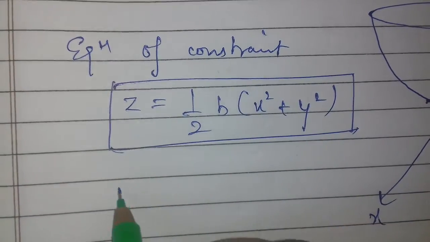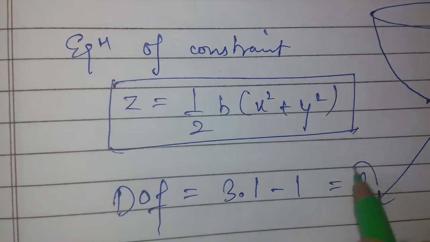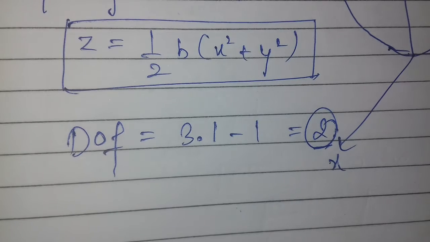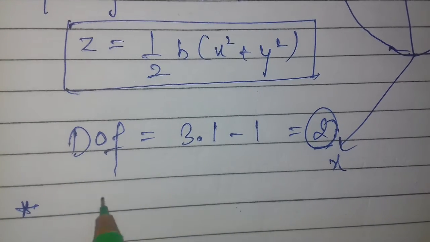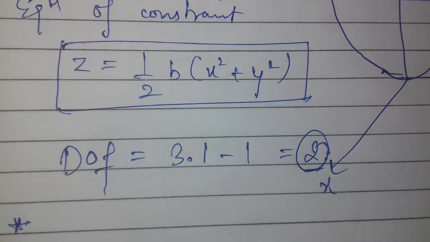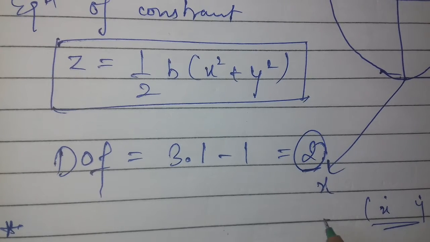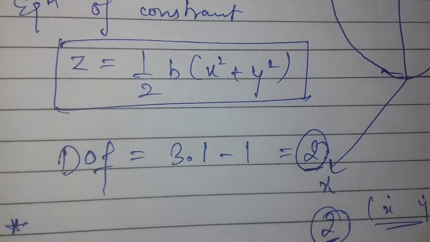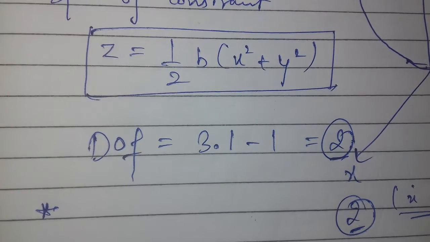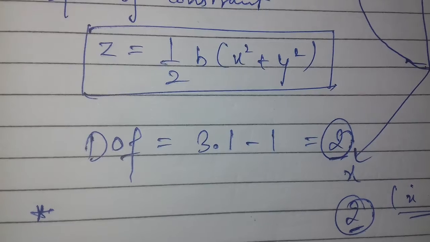The second step is to find the degrees of freedom: 3 into 1 minus 1 is 2. So 2 degrees of freedom are here. Your third point is that the number of generalized coordinates is always equal to the degrees of freedom. So how many generalized coordinates are allowed? That means how many dot terms are possible in your Lagrangian? Only and only 2.